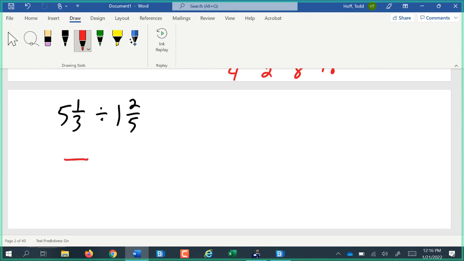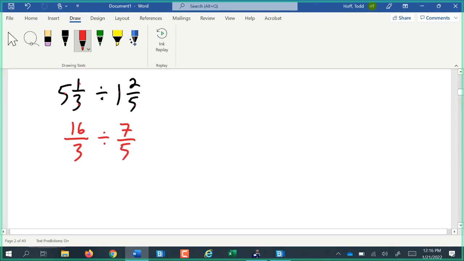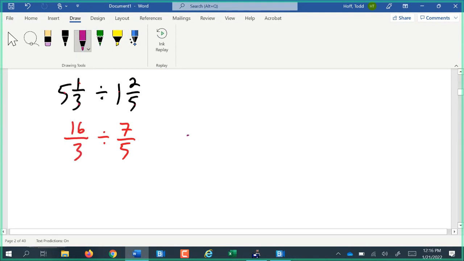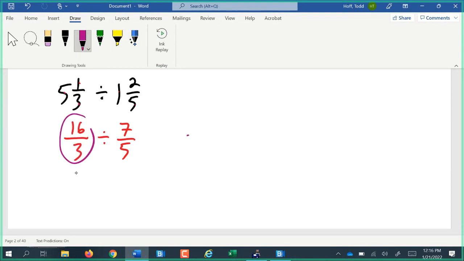5 times 3 is 15 plus 1 is 16/3. Divided by, we're still at division here. 1 times 5 is 5 plus 2 is 7/5. We still need to change it to multiplying by the reciprocal. So the first fraction never changes. That's 16/3. Remember, the division operates on the fraction coming after it. So that's going to be times, the reciprocal will be 5/7.